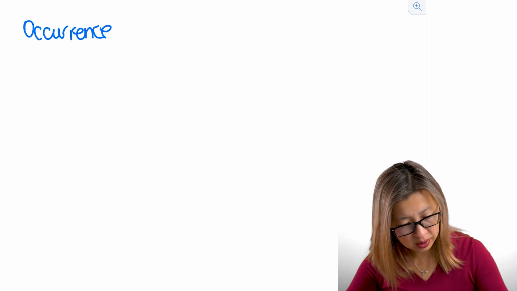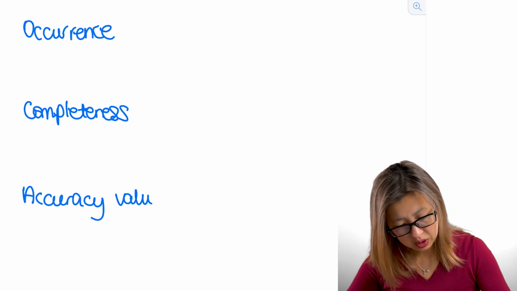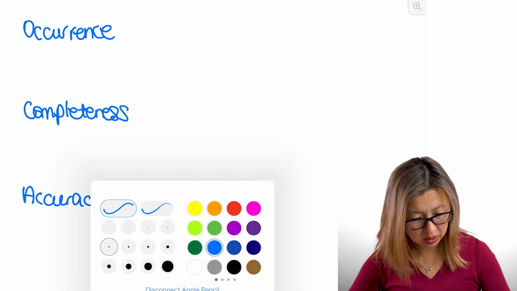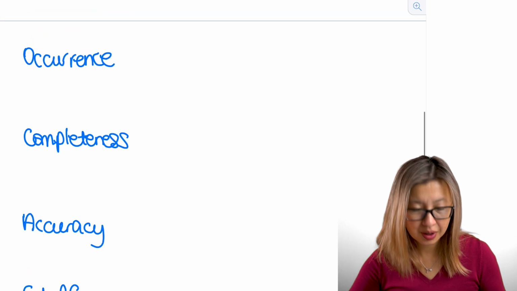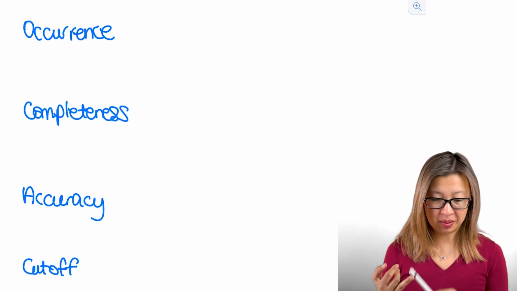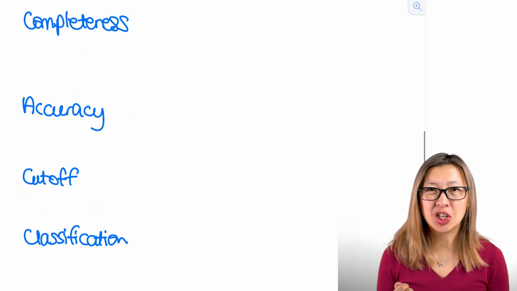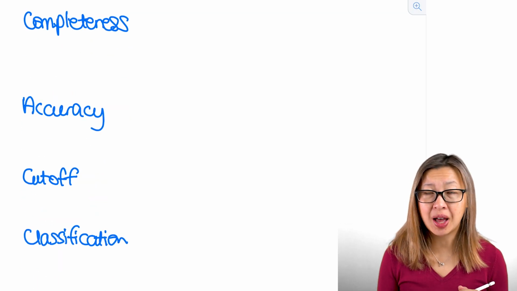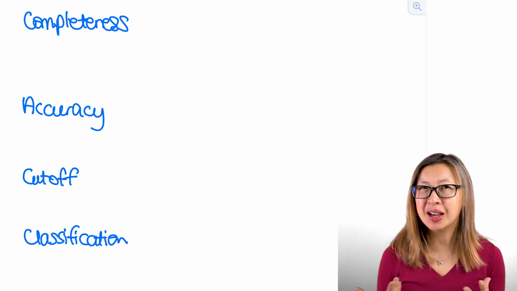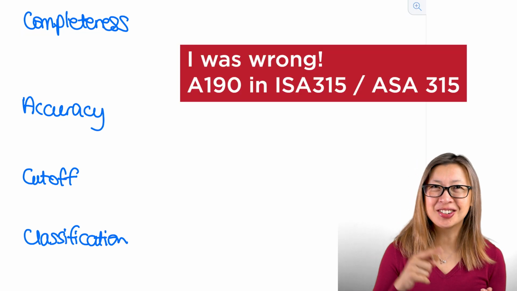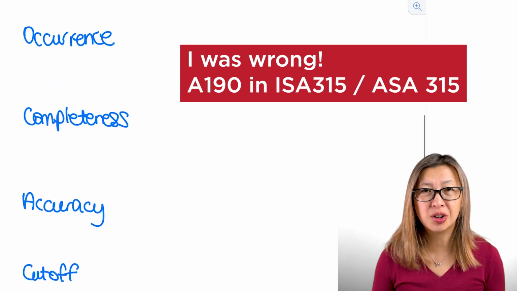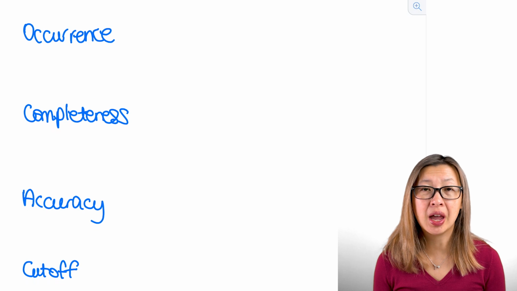Now, the next thing I'm going to do is I'm going to attack this problem, or our task of designing procedures, from the assertion perspective. I always start with the assertion. So let me write those down first. Okay, so I have my assertions: occurrence, completeness, accuracy, cutoff, and classification. Remember, these all come out of ISA 315. In the appendices, for some, I think I want to say paragraph 198. I'll check and make sure I put it in the video to be sure. But I need to always start with my assertions.